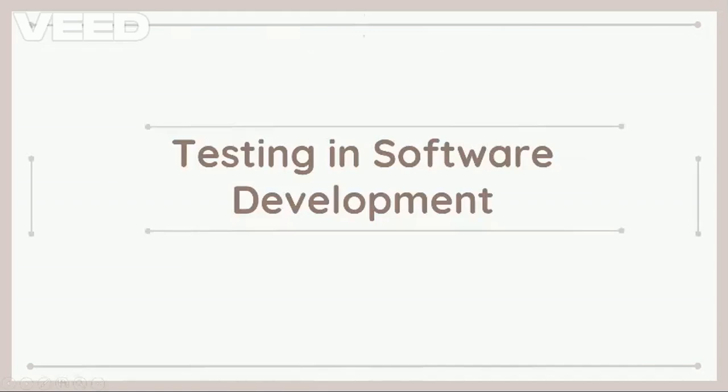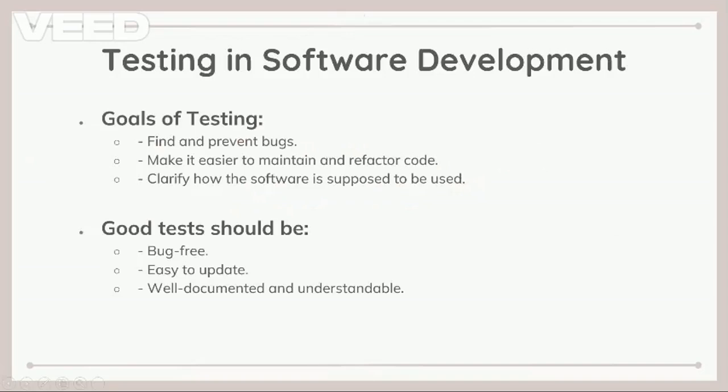Now let's talk about testing, which ensures that software works as expected. Now let's talk about the goals of testing. The goals of testing are basically to find and prevent bugs, make it easier to maintain and refactor code, and clarify how the software is supposed to be used. If we talk about a good test, then a good test should be bug free, it should be easy to update, and it should be well documented and understandable.